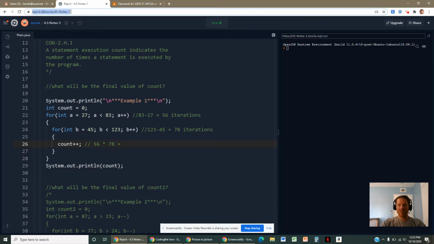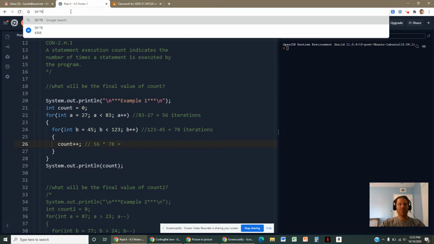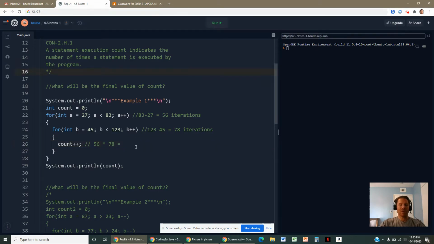And so I'm not that good at math. Let's see, 56 times 78. This says 4368. Okay. So I'm expecting to see 4,368 as the final value of that count variable. All right, let's put it to the test. All right, let's see what happens. All right, 4,368. So yep, that was correct.